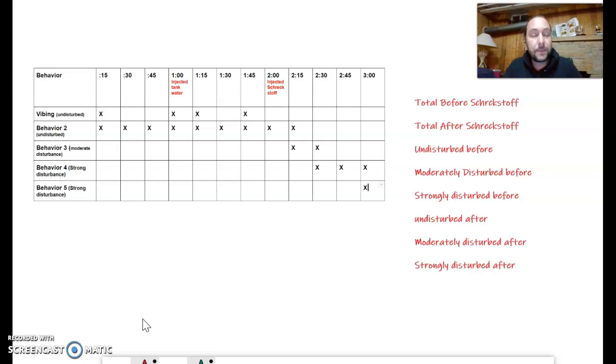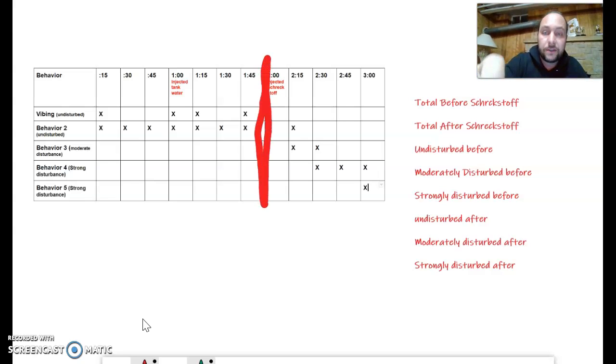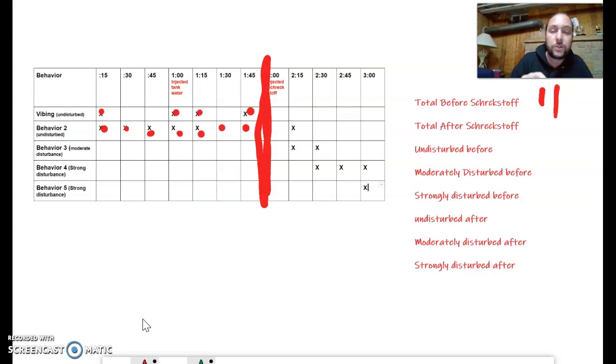So to do this, I'm going to calculate the percent time that they are showing each behavior before and after Schreckstoff. So to do that, I need to first figure out the total amount of behaviors before Schreckstoff. So there's my line right here. That's where it was injected. So what are the total number of behaviors? So I have 1, 2, 3, 4, 5, 6, 7, 8, 9, 10, 11. So I have 11 behaviors before Schreckstoff.